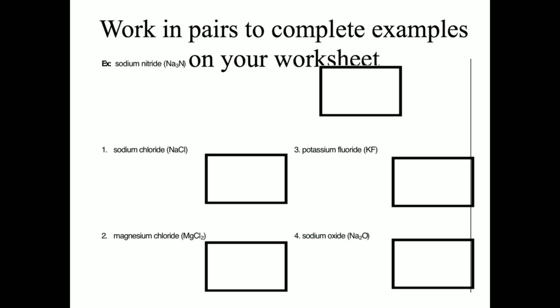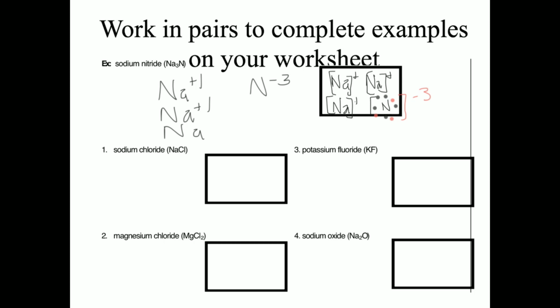Let's try writing the ionic formulas for these compounds, beginning with sodium nitride. We know that sodium must have a charge of +1. If there are 3 sodiums, then nitrogen must have a charge of -3. Now let's put it together and draw the structure. Now pause the video and try to draw the Lewis dot structure of the 4 remaining compounds.